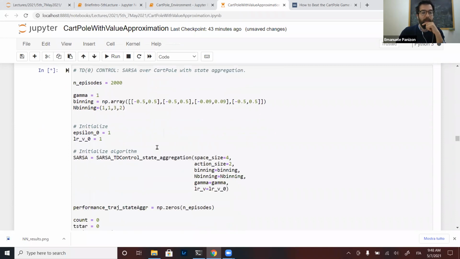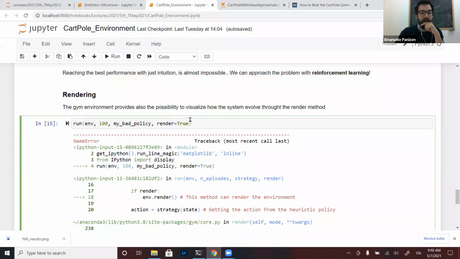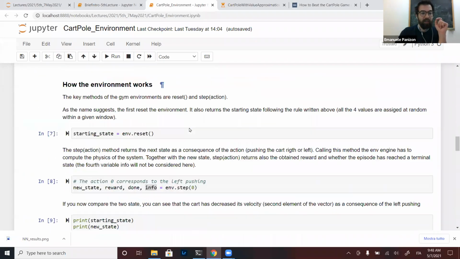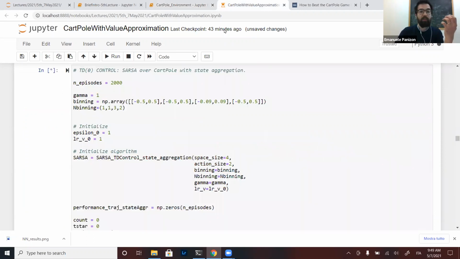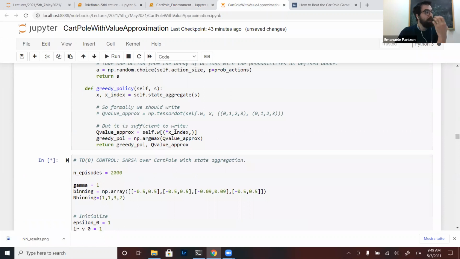Now, in the cart pole problem, the state has 4 real numbers. The state is composed of the position of the cart, the velocity of the cart, the pole angle, and the pole velocity at its tip. Okay, this is the state. The features are what I want to consider. In the case of state aggregation, the features are the regions which I'm considering as a group.